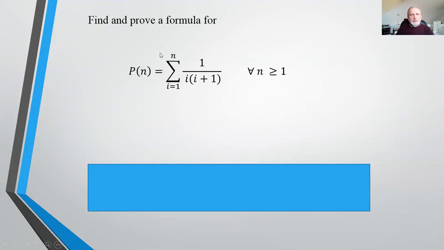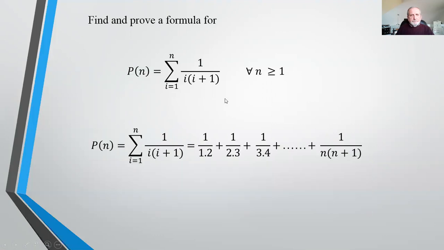So what you need to do is expand this and take your time. You put i equal 1, you put i equals 2, you put i up to i equals n. So Pn is, when i is 1, that's 1 times 2. When i is 2, 2 times 3, 3 times 4. The last term would be when i is equal to n, times n plus 1. So we need to find a formula for this.